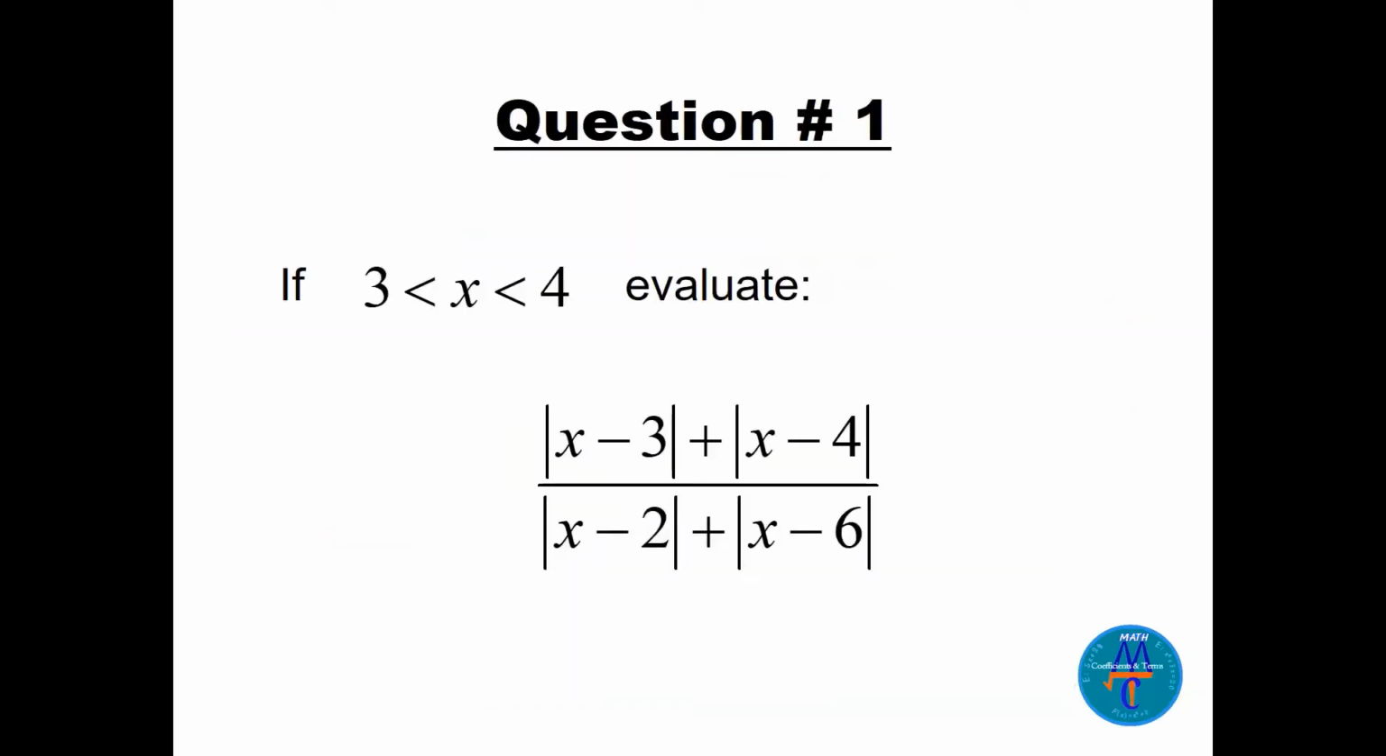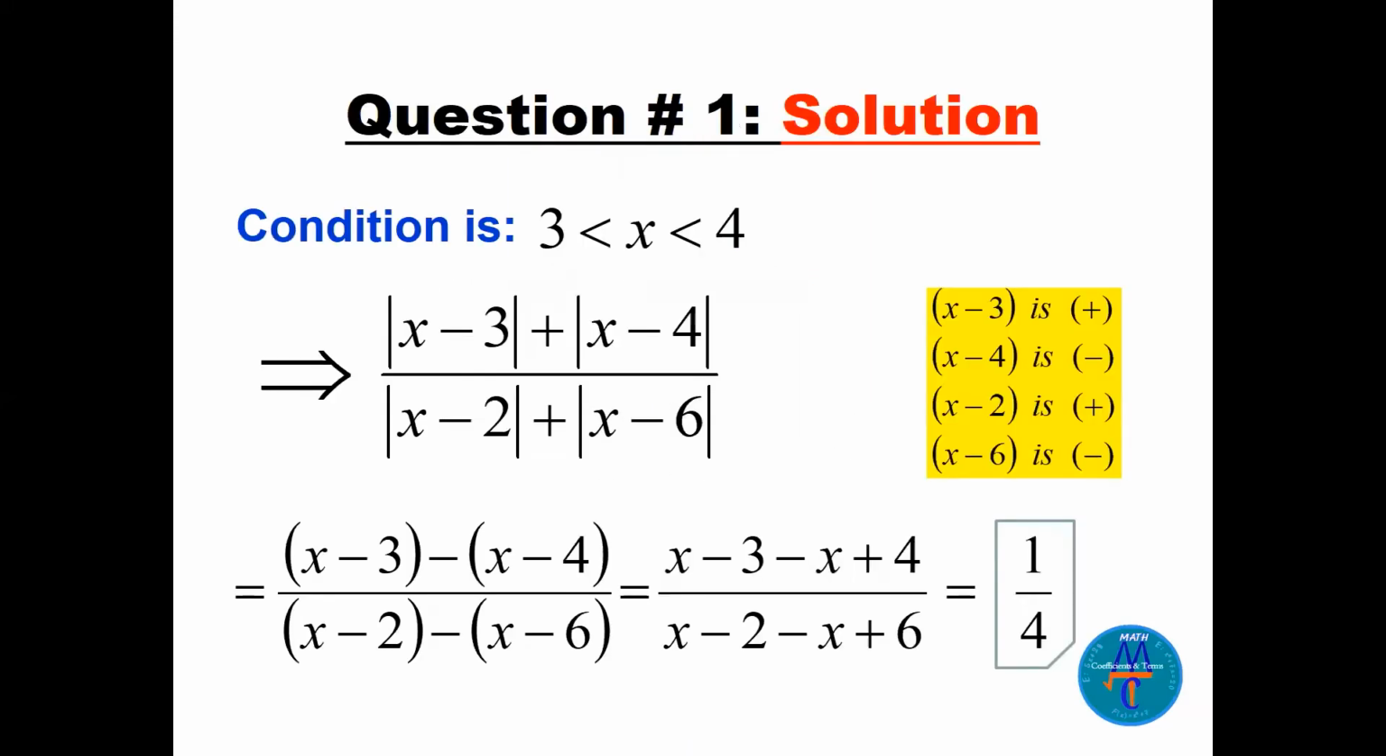Question number 1. If x is greater than 3 and less than 4, evaluate this expression. As you can see, with the absolute value, we have to check the number inside the absolute value. X is between 3 and 4. So if you put any value for x in x minus 3, it will be a positive number. That means the absolute value of A, suppose this is an A, will be x minus 3. Now x minus 4 will be negative. Just put any number from 3 to 4, minus the 4, it will be negative.